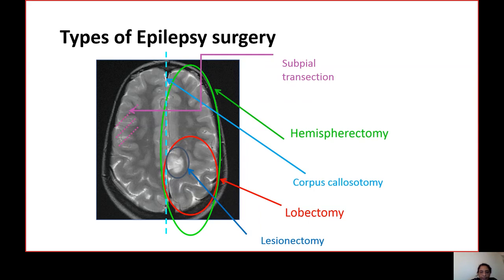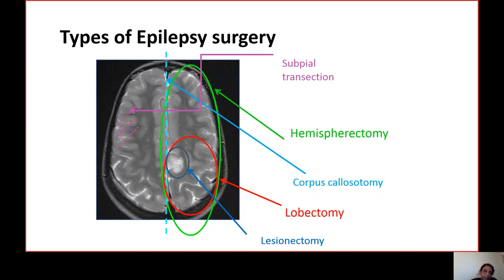And then the corpus callosum, you know what the corpus callosum means, it's the midline white structure that lies between the two hemispheres. So you can do a corpus callosotomy, especially in the case of intractable drop attacks. This corpus callosum is the bridge between the two cerebral hemispheres. So when you knock off the bridge or disconnect the bridge, there's no chance that the seizure can spread from one lobe to the other, so the drop attacks will stop.